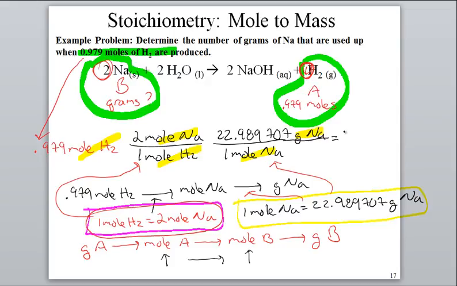And when you do your calculation, it's really close to 45. 45.0 grams of sodium would be used when the quantity of hydrogen that reacts is 0.979 moles.